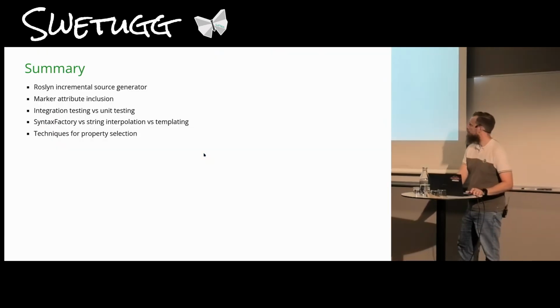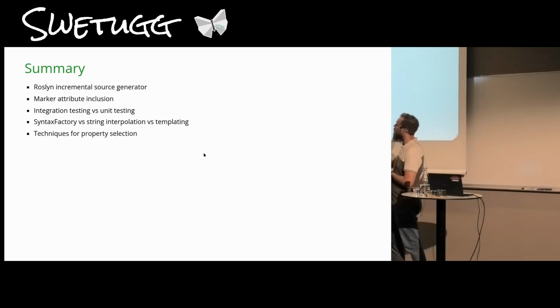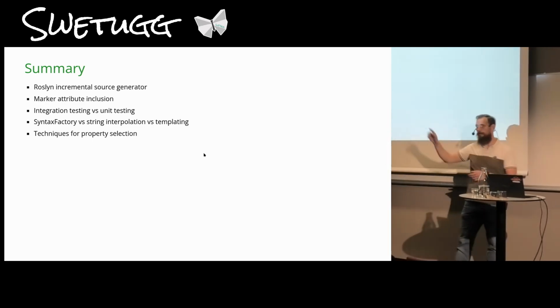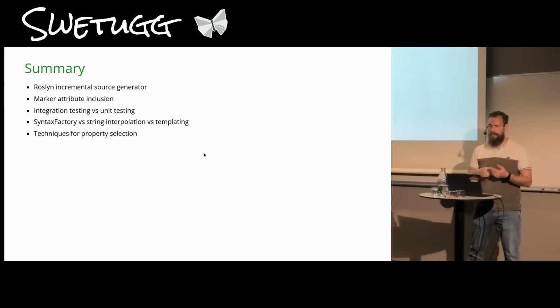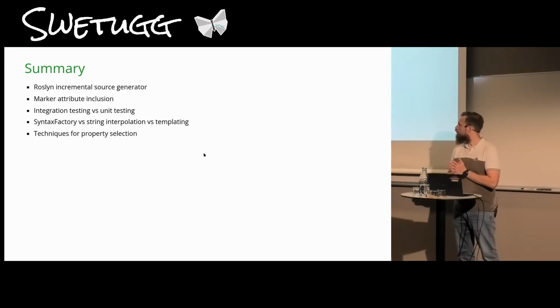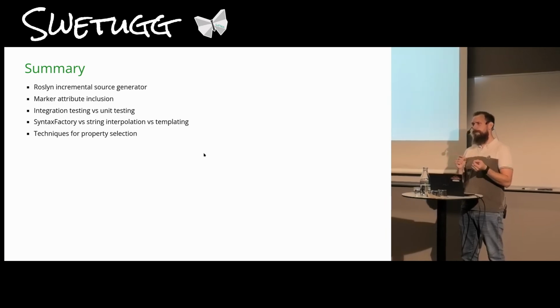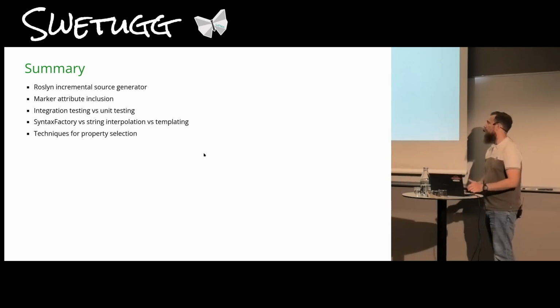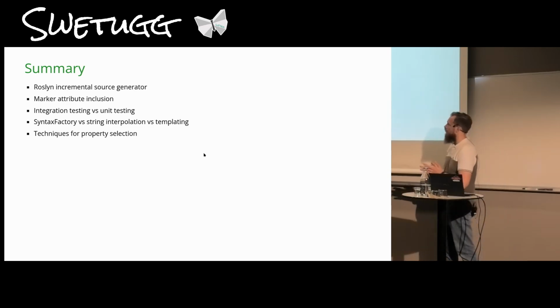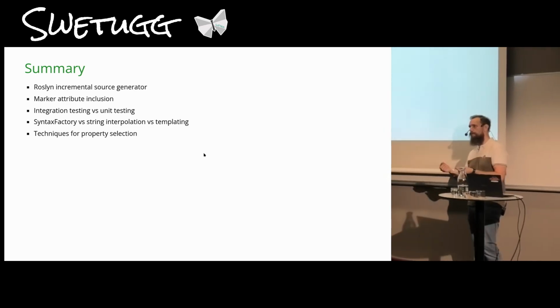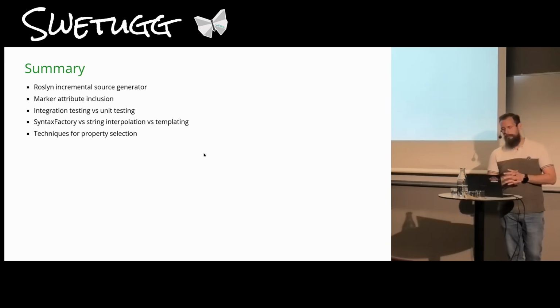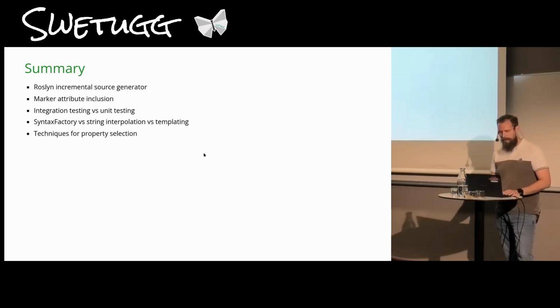So to sum it up, Roslyn incremental source generators, because they're more efficient, faster. We use marker attributes to decide what to include and not include. I prefer using integration testing when I can, because unit testing gets really, really specific. It's really brittle. And I do prefer string interpolation or templating over the syntax factory because it actually means you can read the implementation of whatever you're trying to generate. And we talked a bit about techniques for the property selection.